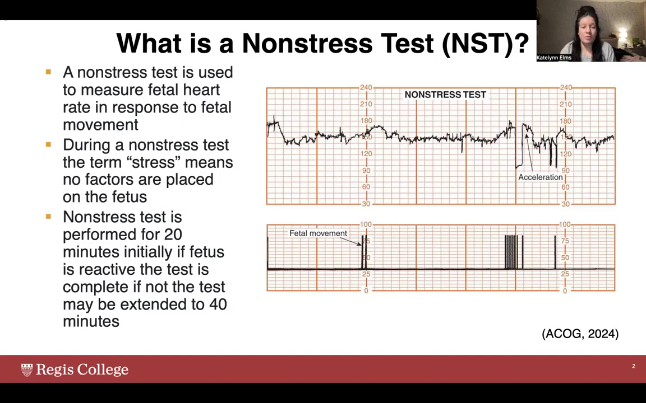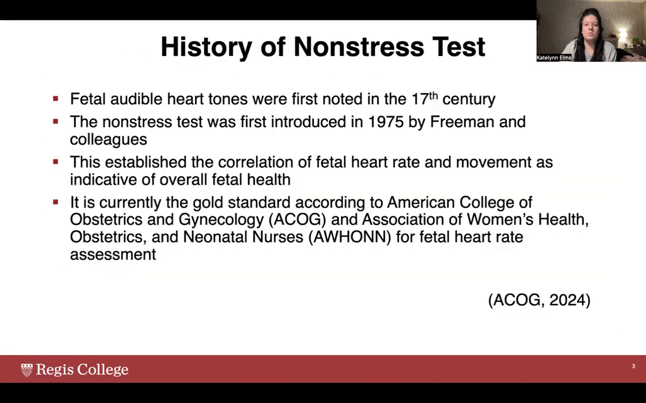There's no way to really prove that that's fetal movement on the TOCO or the contraction monitor. It could just be some irritability or just a movement, or if the mom pressed the button on the contraction monitor.